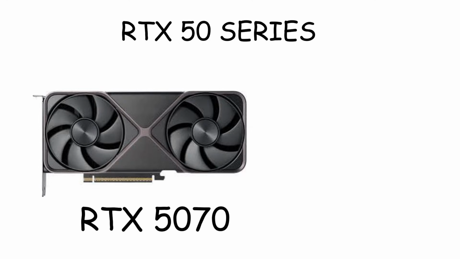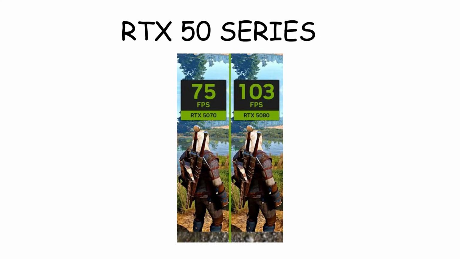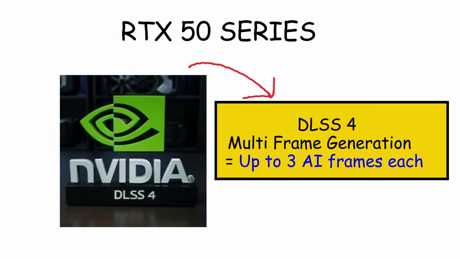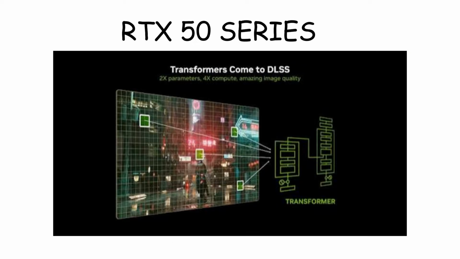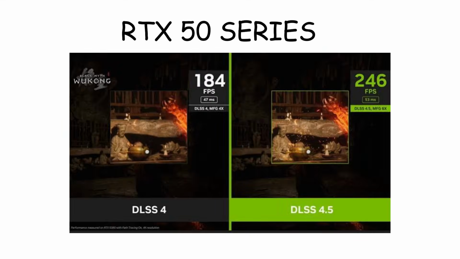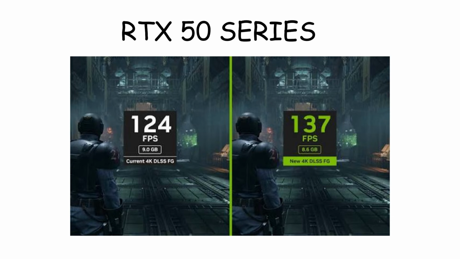The RTX 5080 and RTX 5070 are the more realistic options for high-end gamers who want top-tier performance. The RTX 50 series also introduced DLSS 4 with multi-frame generation. Instead of generating one extra AI frame like DLSS 3 did, multi-frame generation can now generate up to 3 AI frames for every single real rendered frame. So in theory, your frame rate gets multiplied by 4. In practice, the gains in supported titles are very real and very noticeable.